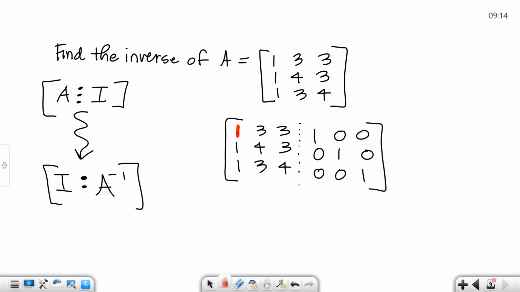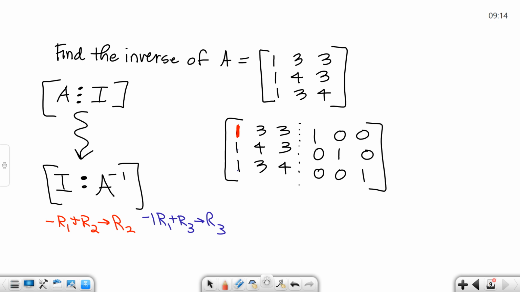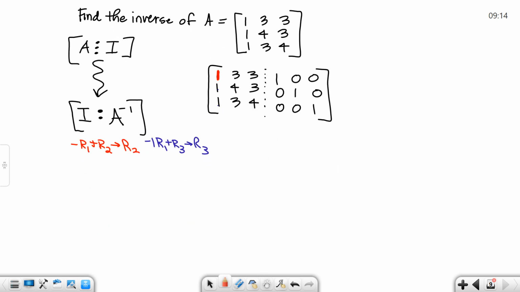But in order to make it in reduced row echelon form, I have to get rid of the zeros below. So I'm going to say negative row 1 plus row 2, and that's going to give me a new row 2. And I'm also, in that same breath, to save us some time, going to say negative 1 row 1 plus row 3 is going to give us a new row 3. So I'm going to get rid of this guy, and I'm going to get rid of this guy. Now, some of you can do it in your head, and that's fine too. I don't, because I make sign mistakes. But if you wanted to do it in your head, you could.